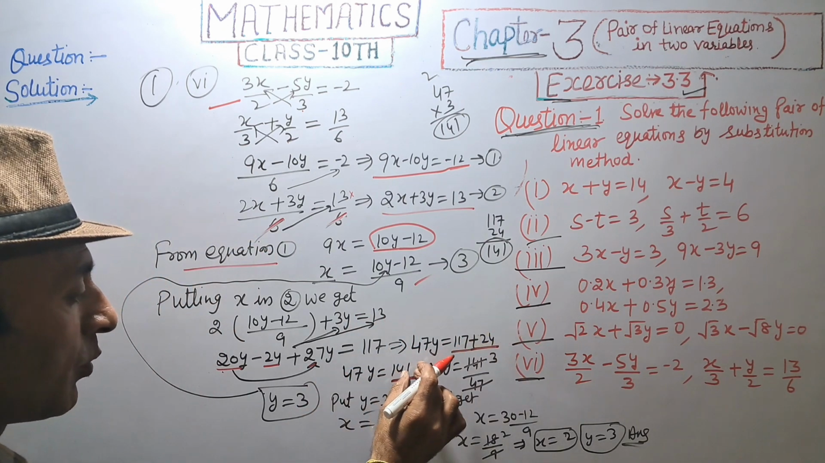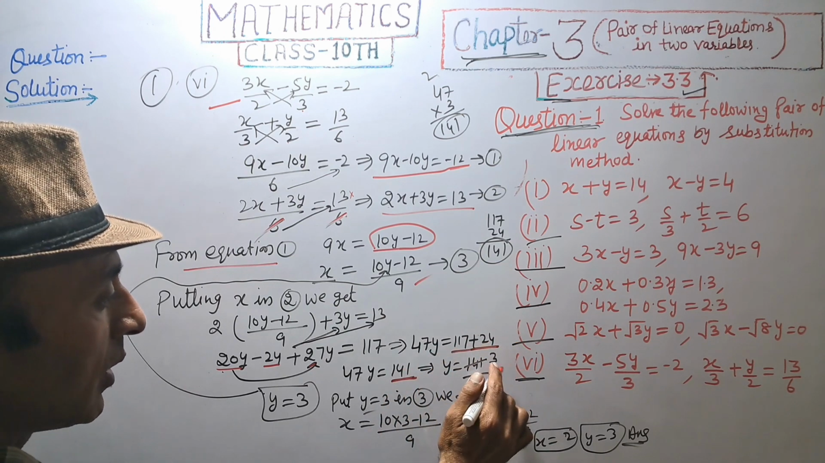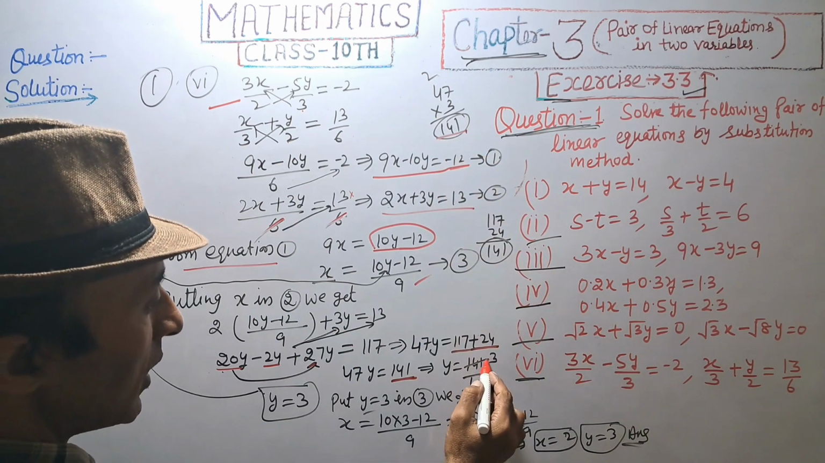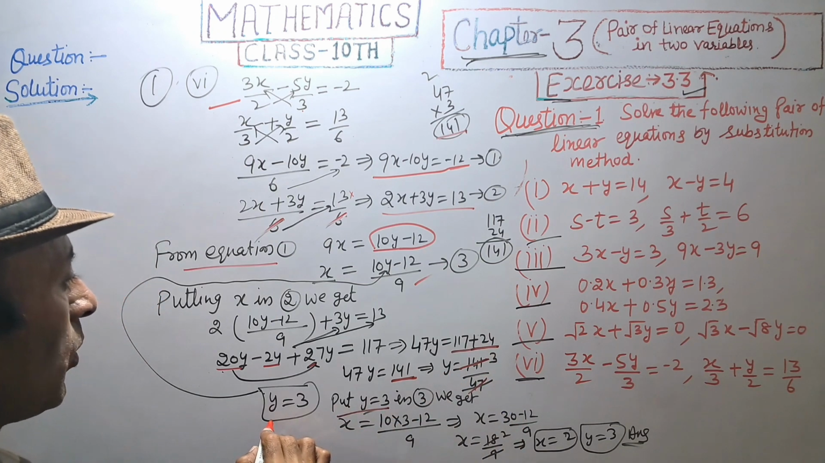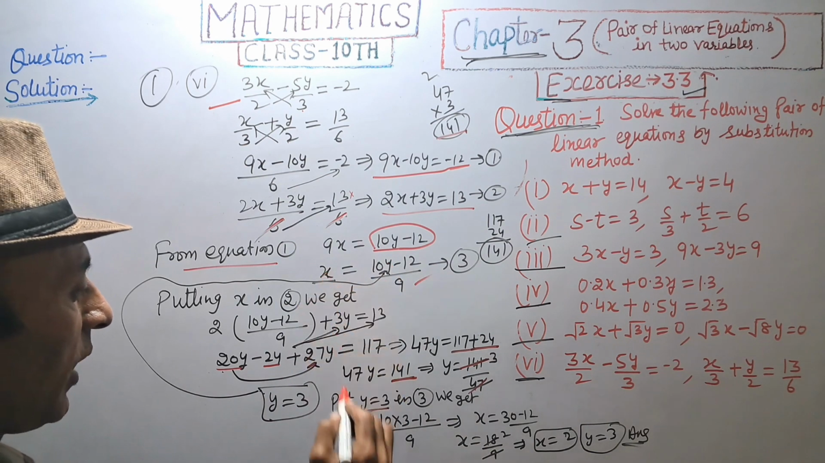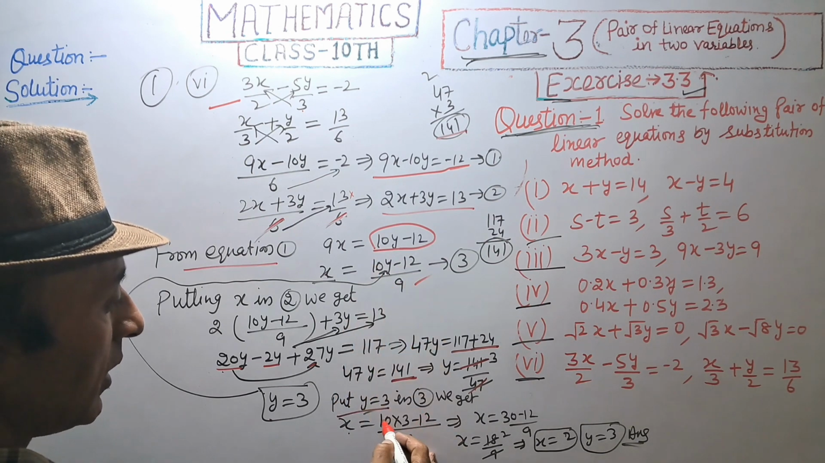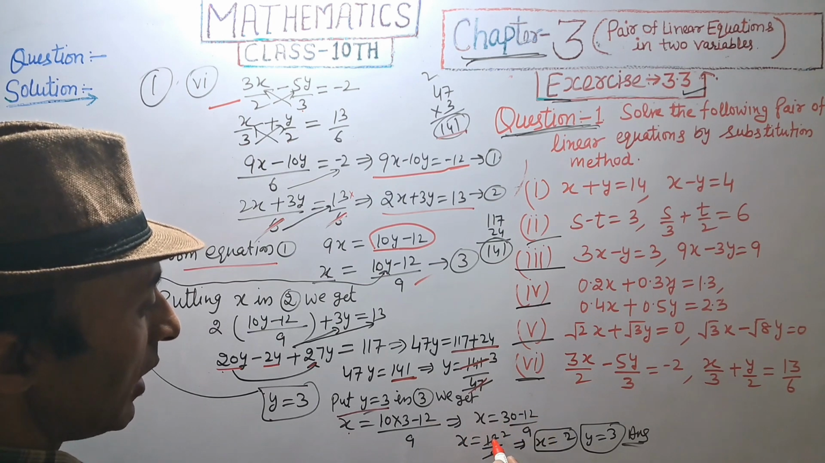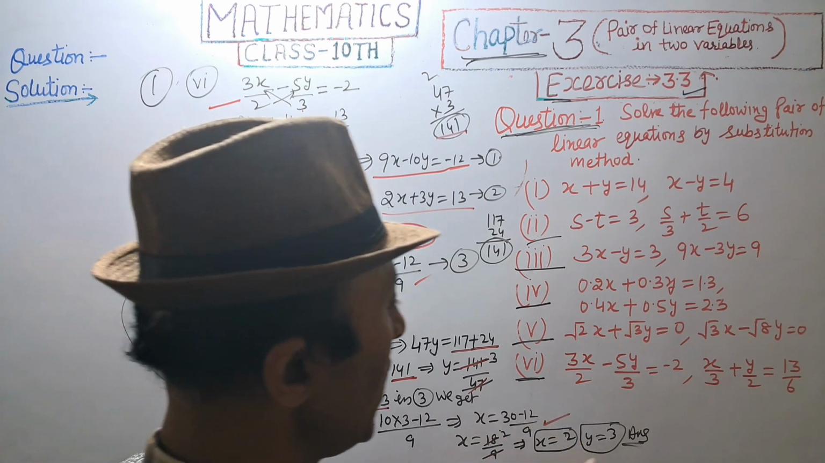47y equal to 141, and y equal to 141 divided by 47, and 47 3s are 141. We get the value of y equal to 3. And putting the value of y equal to 3 in equation number 3rd, here we get the value of x: 10 into 3 minus 12, 10 3s are 30 minus 12, 30 minus 12 is 18, and 18 divided by 9, 9 2s are 18. We get the value of x equal to 2 and y equal to 3. Answer.